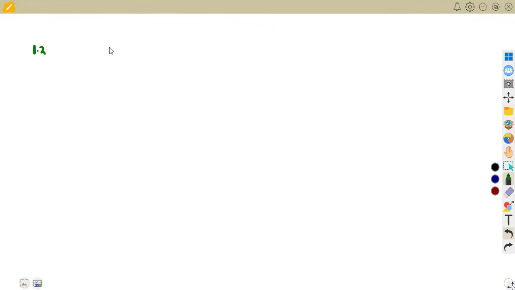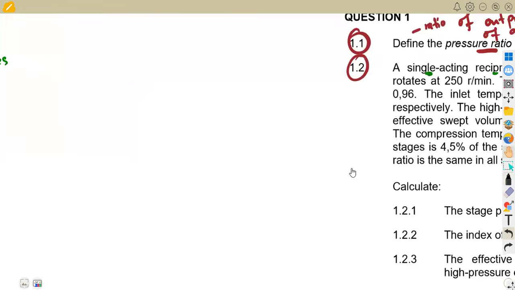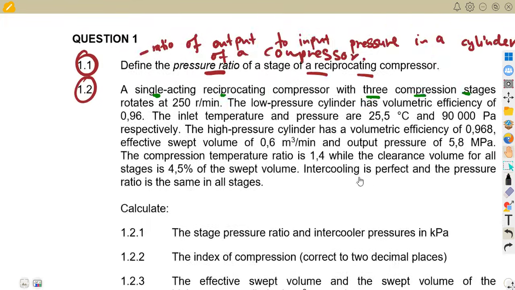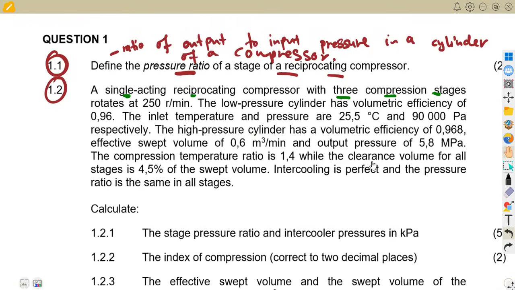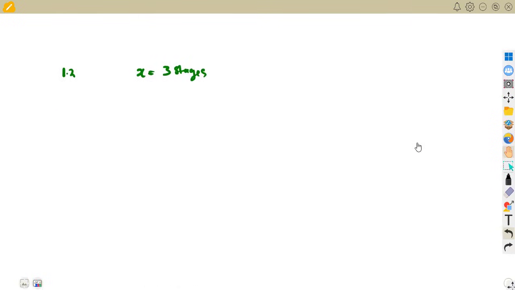So they were given that it's a 3-stage, with X representing the stages. It means we've got 3 stages in this case. For 3 stages, we have a clearance. Later on here, we're given that the clearance volume for all stages is 4,5. So there is a clearance there. Meaning to say, you are supposed also to know the sketch of your diagram. If the clearance is involved, we shall have a sketch of this nature.